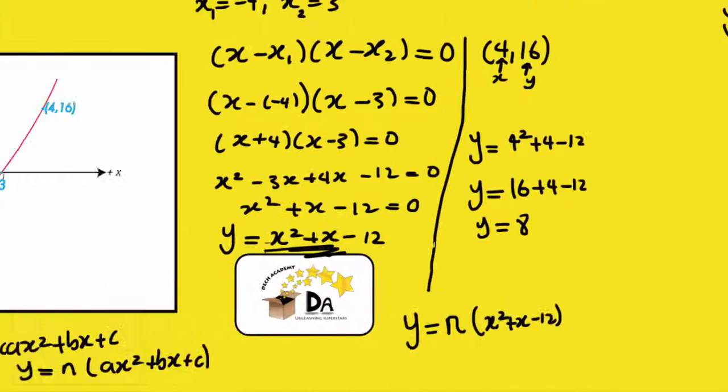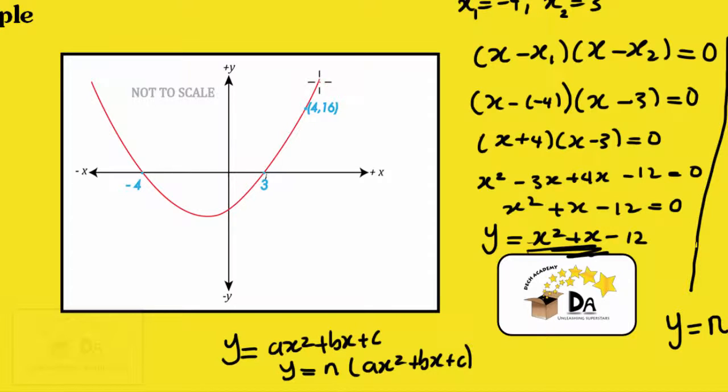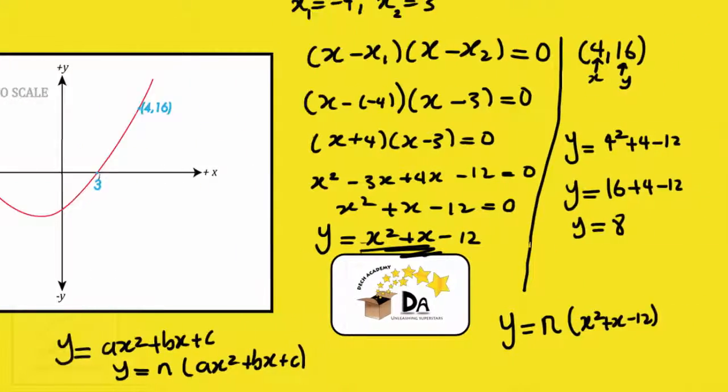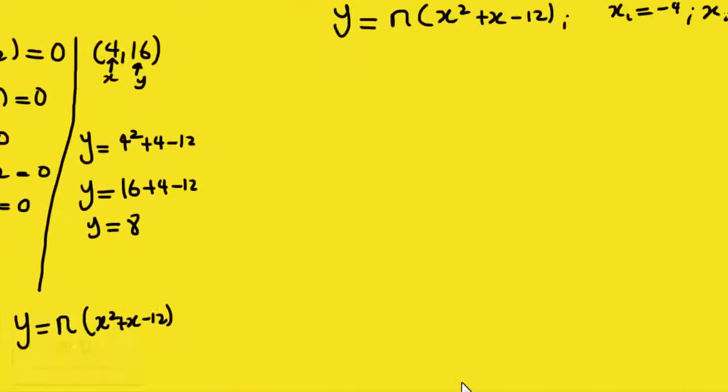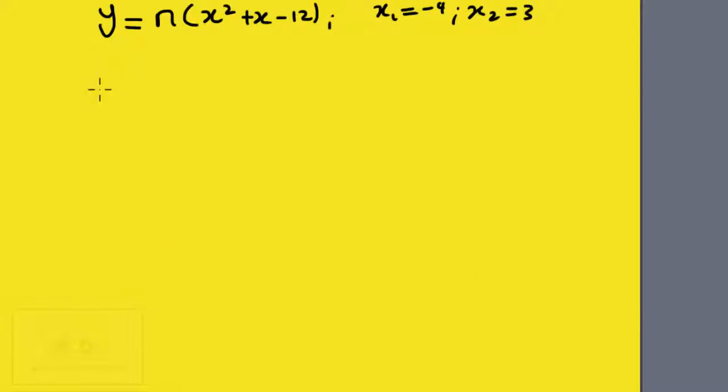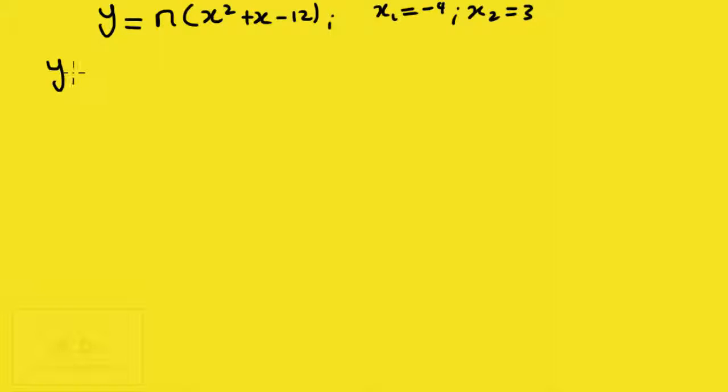So remember, if you look at the graph, we can see a curve. This curve is a plot of an equation, and that equation has the roots -4 and 3. Fantastic. This equation, as I've shown earlier, has the roots -4 and 3. But for a certain value of n, the point (4, 16) will satisfy this equation. So we need an n value which is such that y is 16 when x is 4.